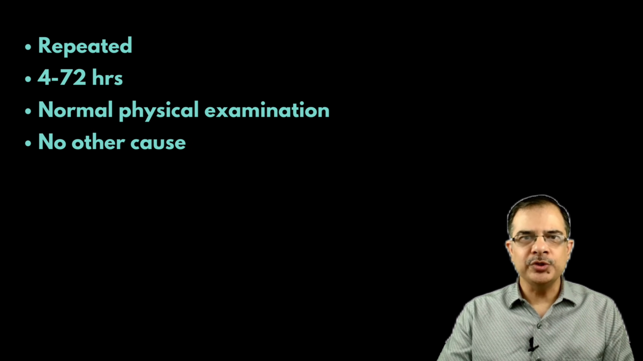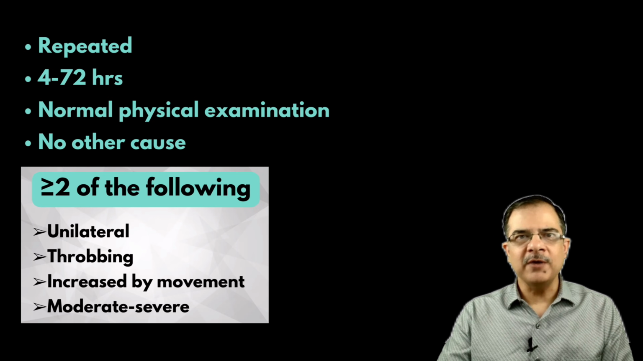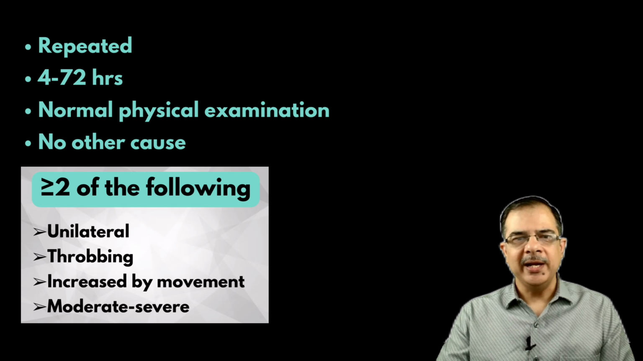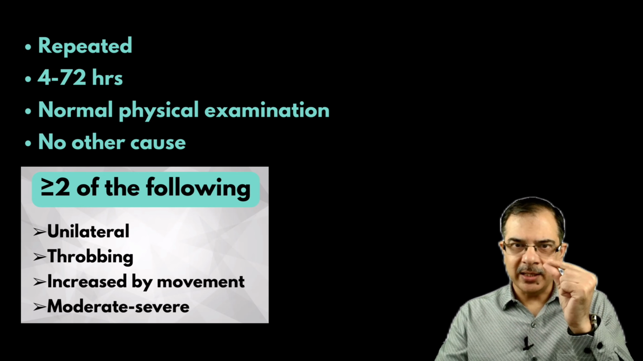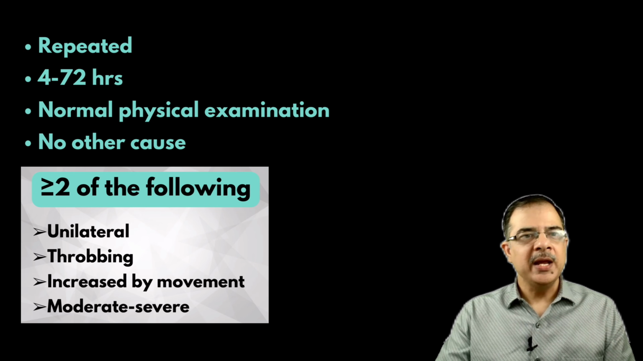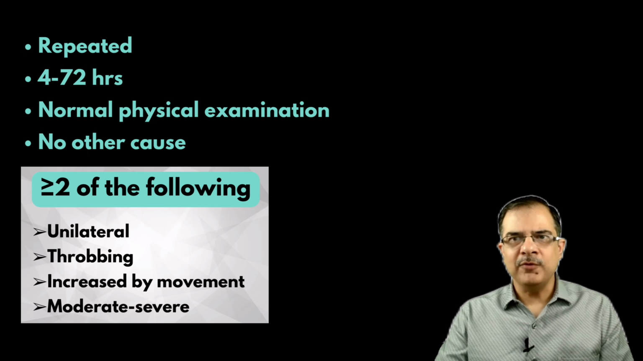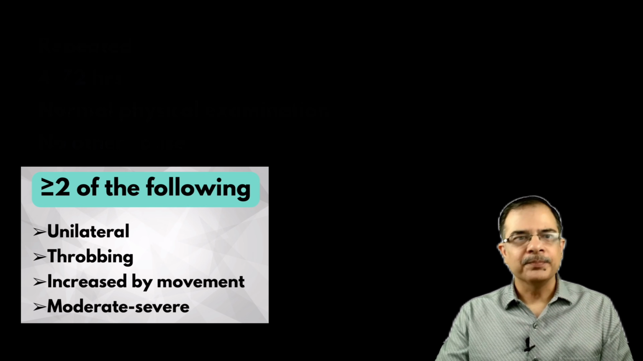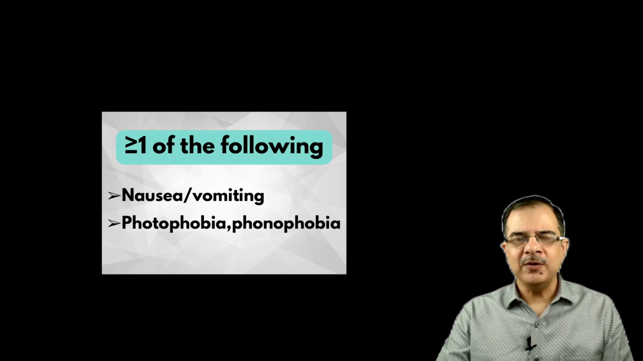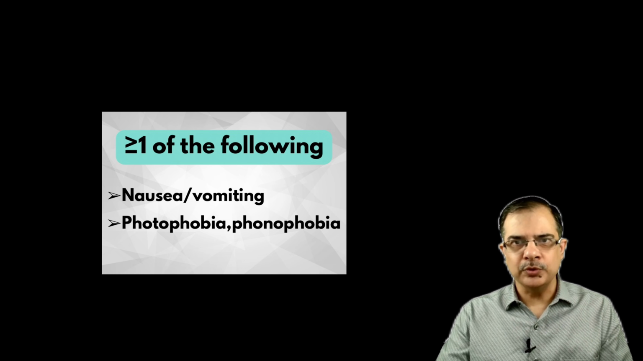It will be associated with more than two of the following features. It is unilateral, it is throbbing in nature, like a pulsatile vessel, increased by movements, and it is moderate to severe in intensity. Patient will lie down to get relief from the migraine attacks. Plus, any one of the following: nausea, vomiting, photophobia, meaning it will aggravate on light exposure, or phonophobia, meaning sound exposure. Patient will have triggered headache.